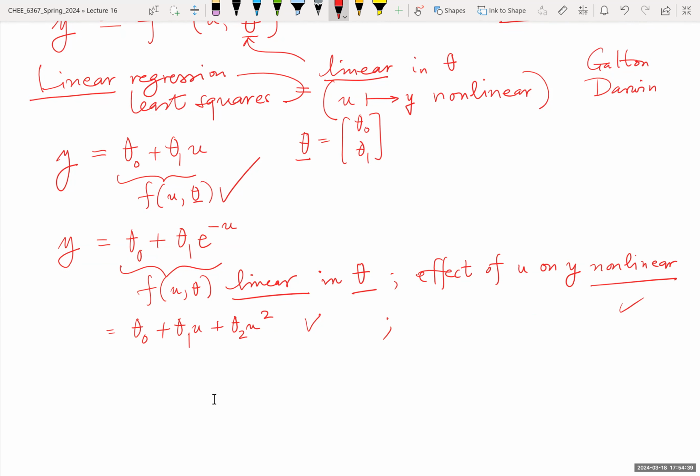Of course, a regression itself may be nonlinear. Here's a classic one. This is an equation you have seen before in your undergraduate years. Does this remind you of anything you've seen in your reaction engineering kinetics course? If u is temperature and this is reaction rate, what equation is that again? Yeah, it's the Arrhenius equation. The Arrhenius equation is a nonlinear regression equation. What does that mean?